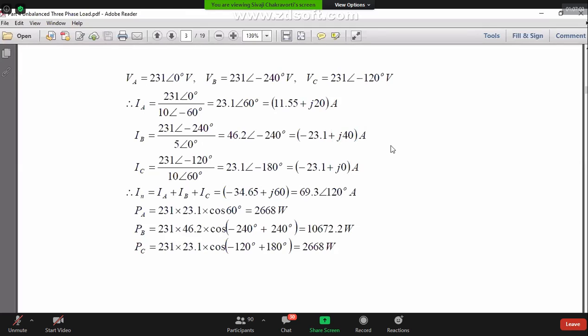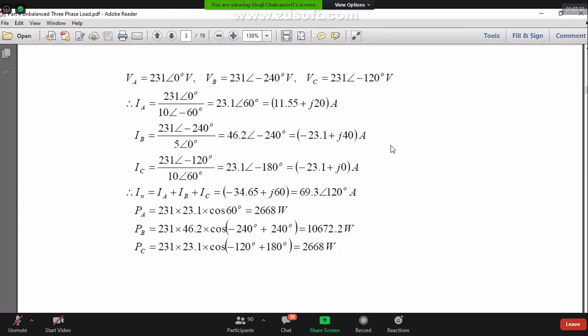But the neutral current. So now try to understand again. This is why I am showing you all these problems. Same impedances, same voltage, everything same connection.